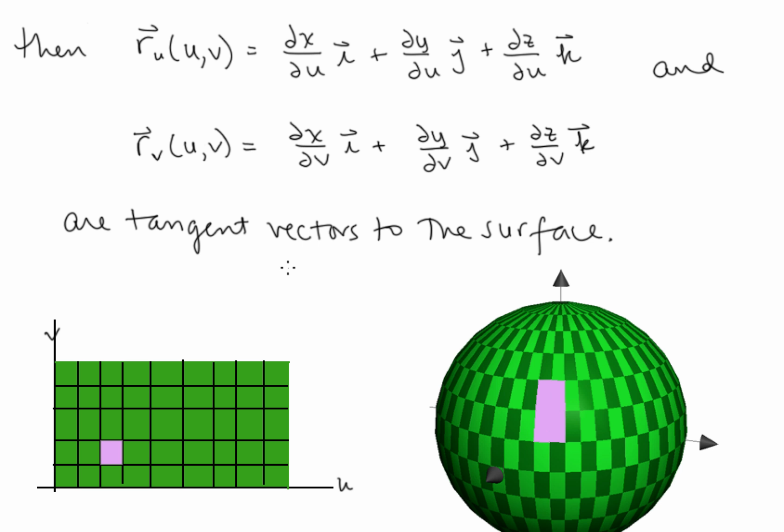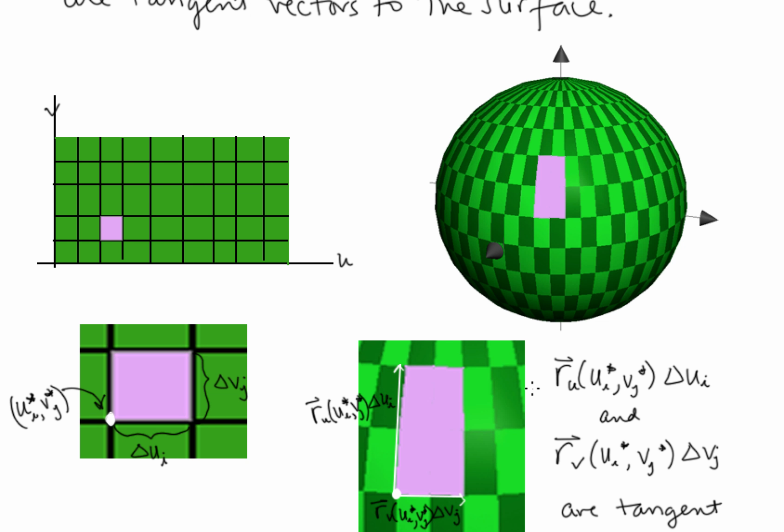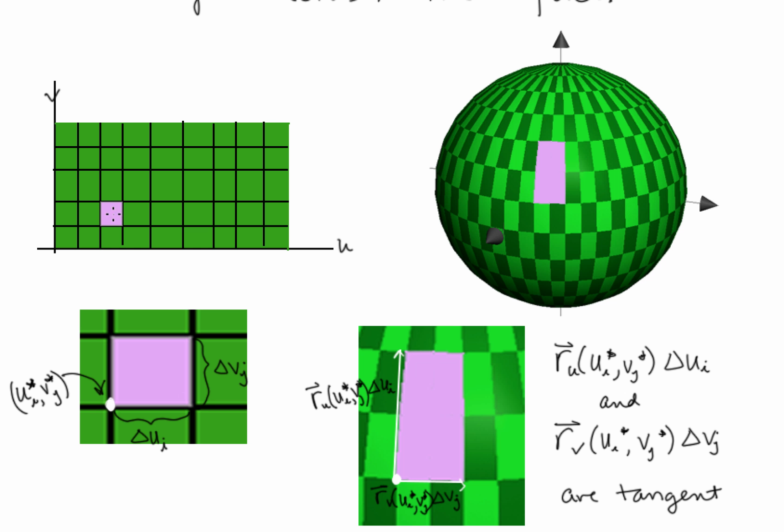And let's see how we can use them to get an approximation for surface area. Let's take a look at our original domain broken up into subrectangles, and let's follow this one subrectangle mapped onto the sphere. So a closer look takes this subrectangle, whose width is delta u_i and whose height is delta v_j. We're going to call this lower left corner point u_i star, v_j star, and by now you should recognize that these stars tell us that we're going to be using this point to make some evaluations in our Riemann sum.